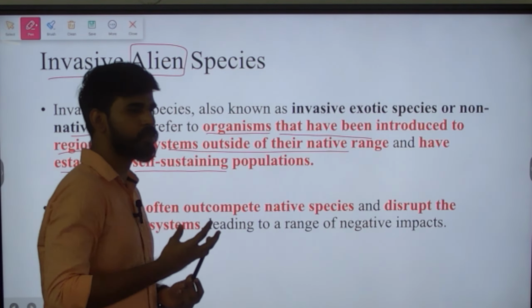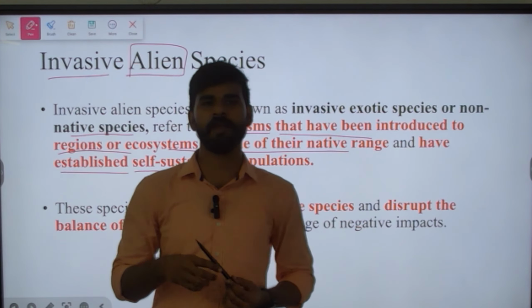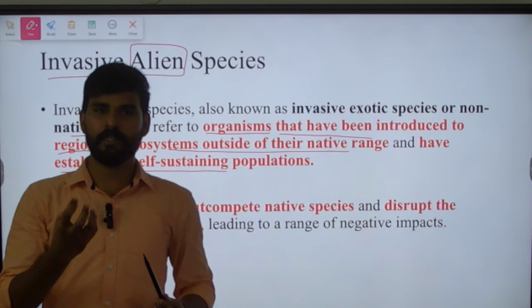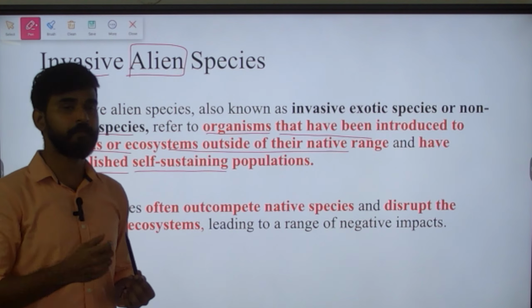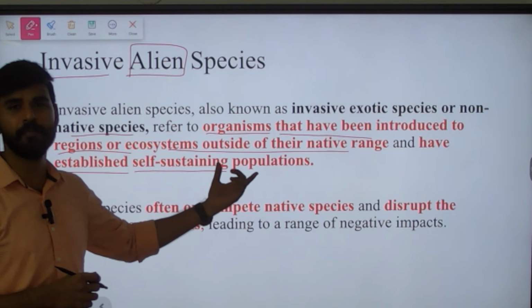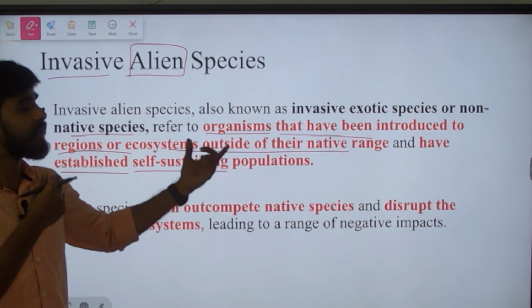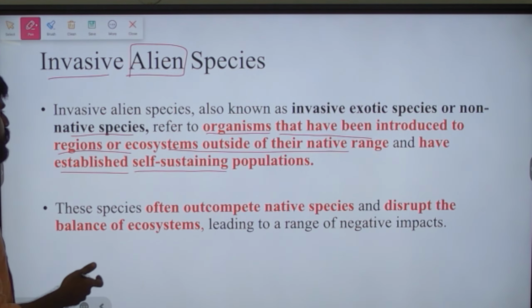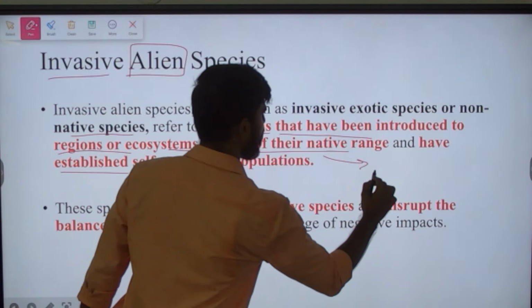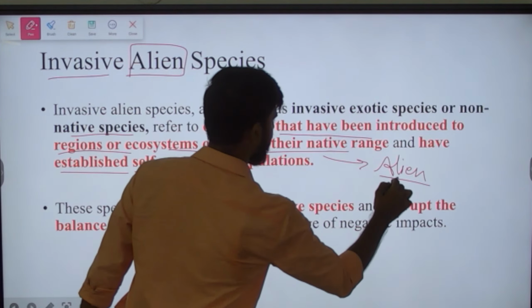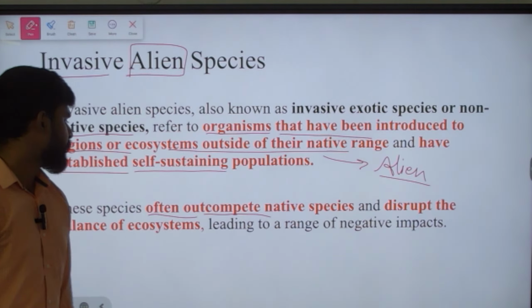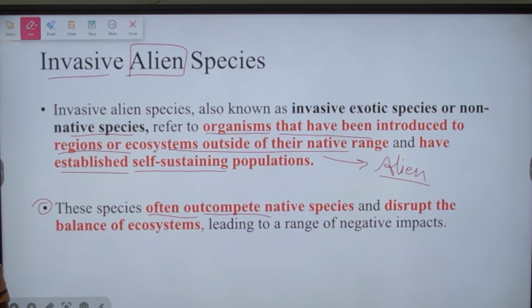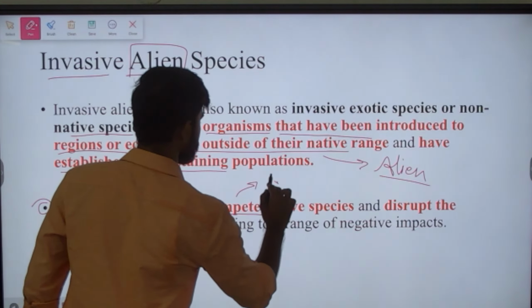When a new organism is introduced in a newer environment, there are many chances that their population degrades or gets depleted, but these species establish a self-sustaining population. This is a unique property exhibited by invasive alien species. So this statement stands for the term alien. Okay, why is it invasive? Because these species often outcompete native species. That is why it is invasive.